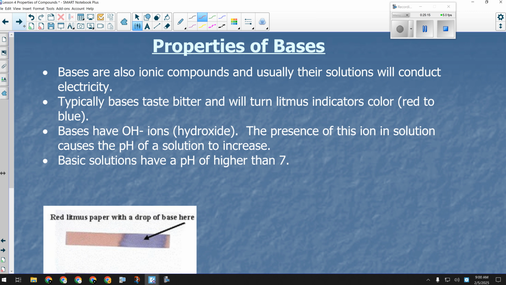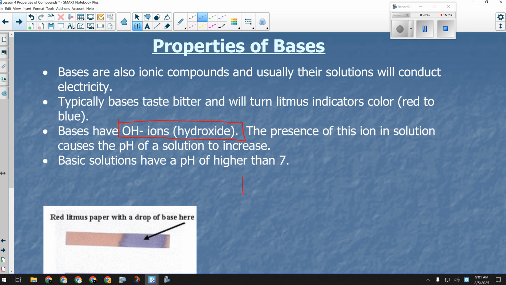So typically bases taste bitter. If you ever swore as a kid and got your mouth washed out with soap, soap contains lye. Lye is a strong base. That's why soap tastes bitter. Lots of things can taste bitter, but they're generally going to be basic or alkaline. And if they are alkaline, they are going to have hydroxide ions in them.